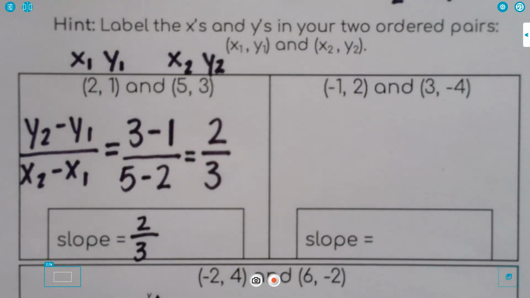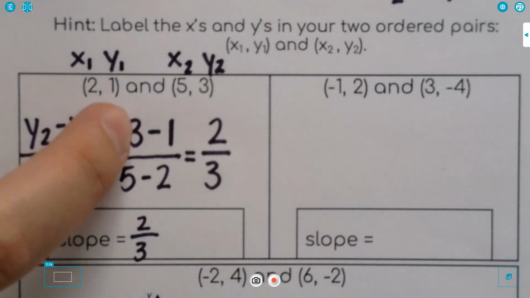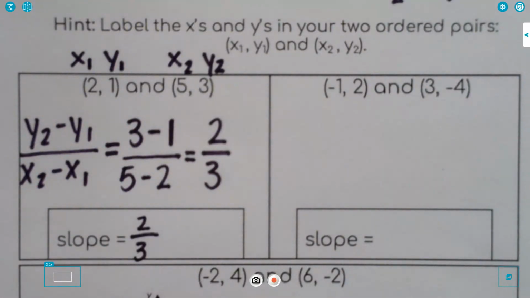Okay, I do need you guys to show work of where you're getting this from. So you don't have to write the formula every time, but I do need you to show this. 3 minus 1 over 5 minus 2. So show the math you're doing before you get it to your answer.